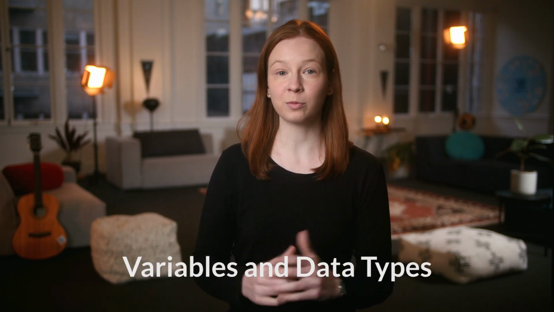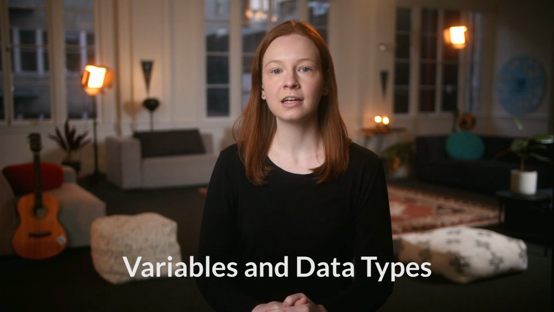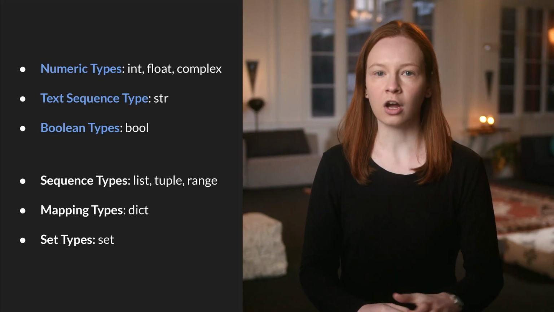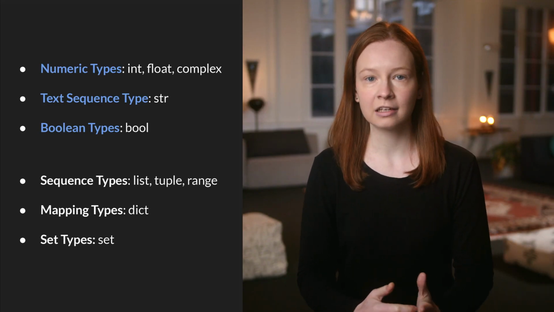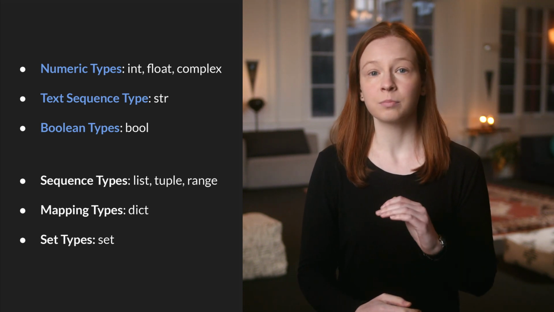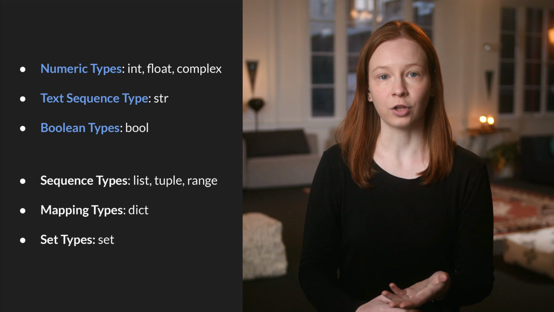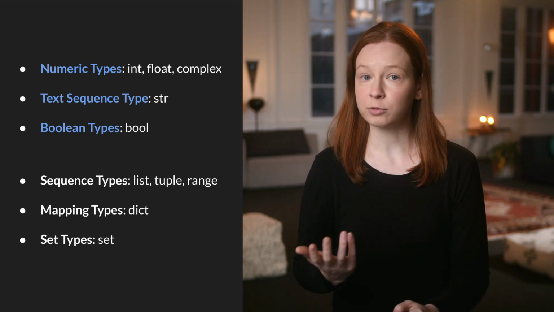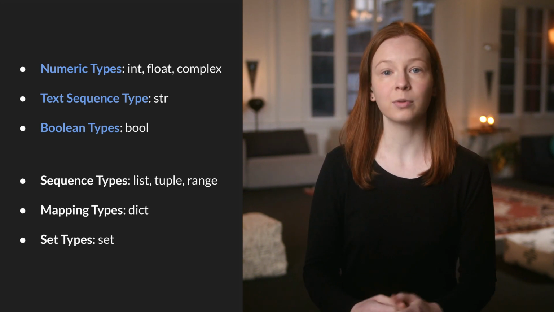In the last two topics, you learned how to better organize and control your code flow with functions and conditionals. In this topic, we're going to take a step back and revisit the very first concept that we talked about, variables and data types. This is the list that we first saw of all of the data types in Python. At this point, you've had lots of practice with the first three: numeric types, like int and float, the text sequence type string, and the Boolean type bool.